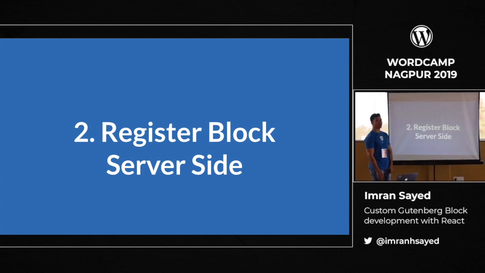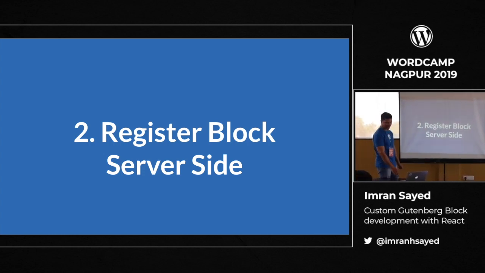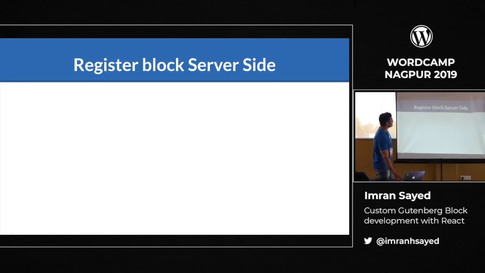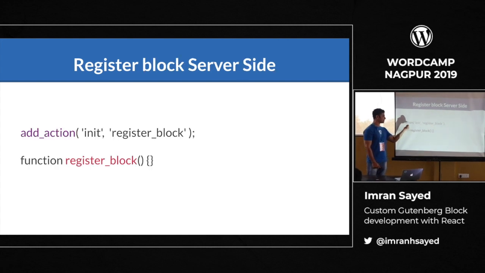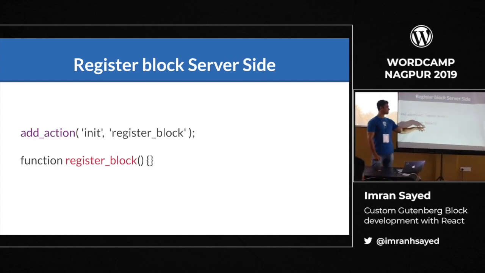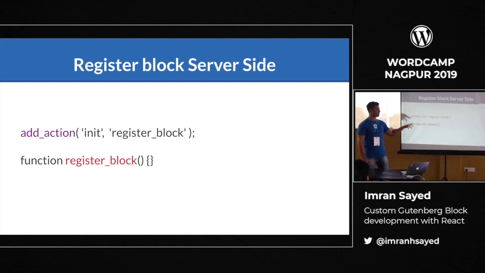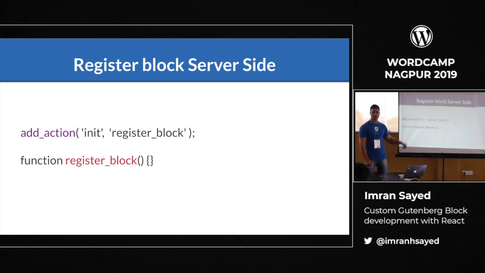Step two, register the block server side on PHP. So what we need to do is just two things. First, use add_action and hook your custom function register block to the init hook. Okay, so when this script reaches init, this function will be called and this will be able to register your block.